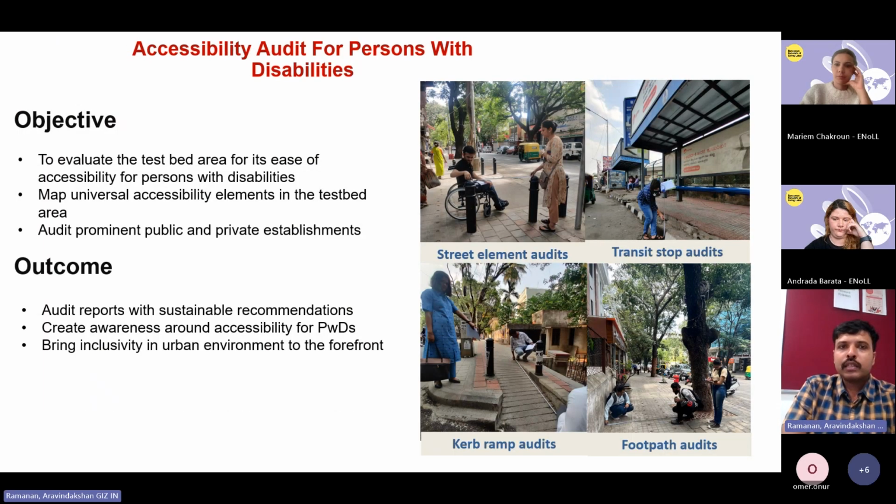The next project is about the accessibility audit. As the name suggests, we assess how accessible the neighborhood is for persons with disability. In fact, the person who conducted the accessibility audit is a differently abled person himself. He is the CEO of that company, and we employed him to do it.